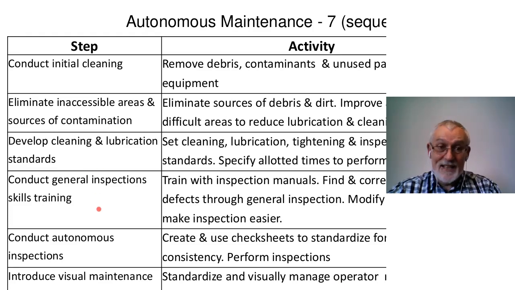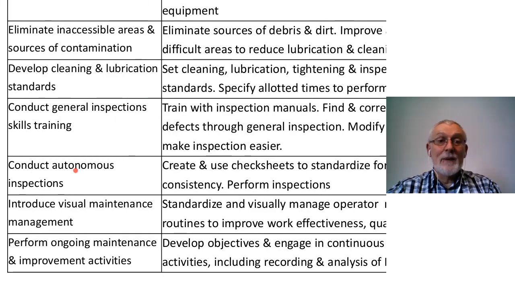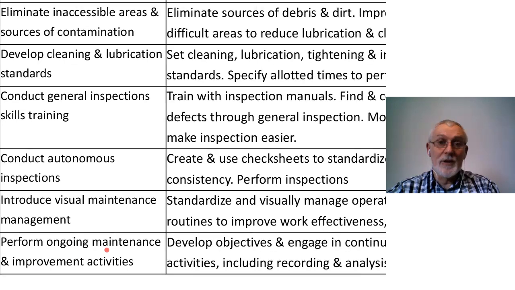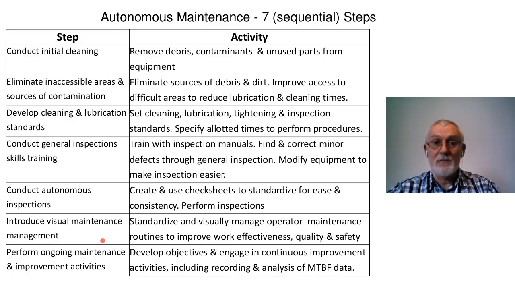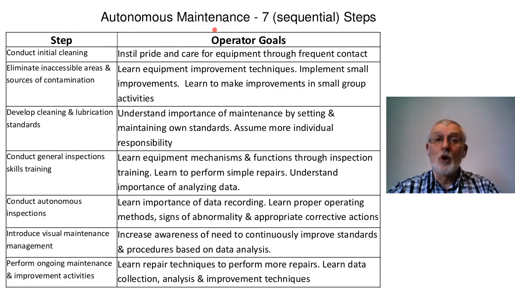General inspection skills training. Then we get into them conducting their autonomous inspections, followed by visual maintenance management, and ultimately performing ongoing maintenance and improvement activities. So they're the 7 levels, if you will, in terms of progressing through the autonomous maintenance sequence. And then there's a summary of the types of activities that would be associated with each of those steps. The next slide actually covers the goals for each of those steps. So on the previous one, we talked about the specific activities, and here's why those activities are being done and what we look to get out of them.